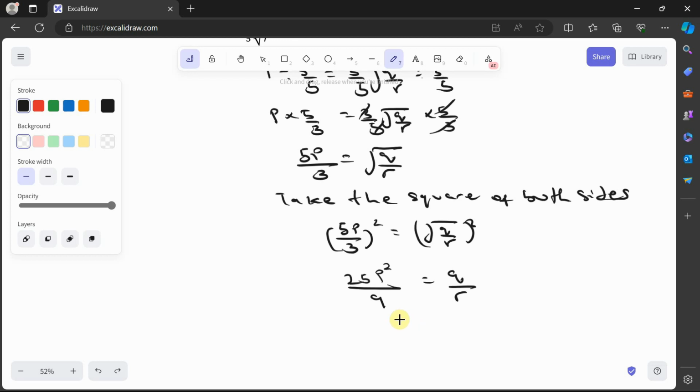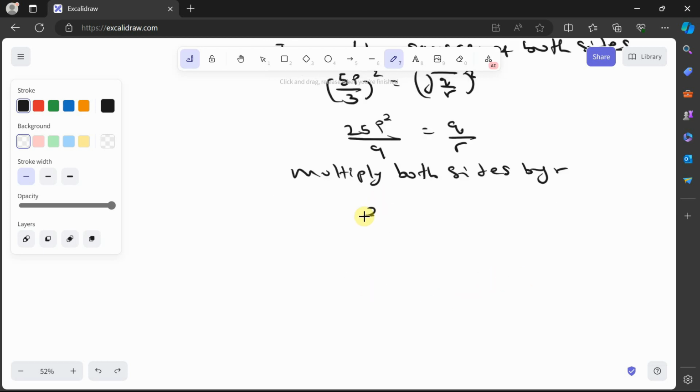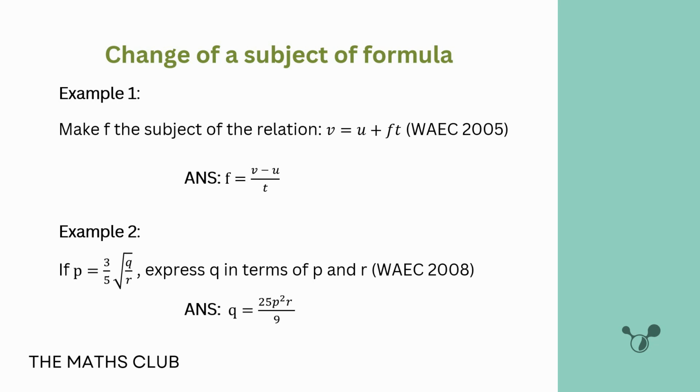So if I wanted to make this q stand alone, I would just multiply both sides by r because this is q over r. So if I multiply this place by r and I multiply this place by r, it will go. So that would be 25p squared all over 9r is equal to q over r times r. This will cancel this. So I could say q is equal to 25p squared r all over 9. So this is basically our answer. If you got this, well done to you. Let's see if we're correct. Great. So 25p squared r all over 9.